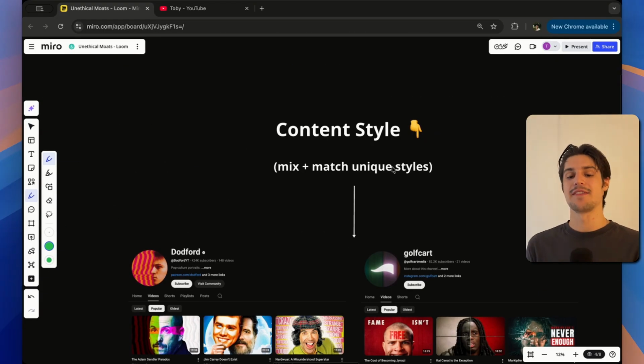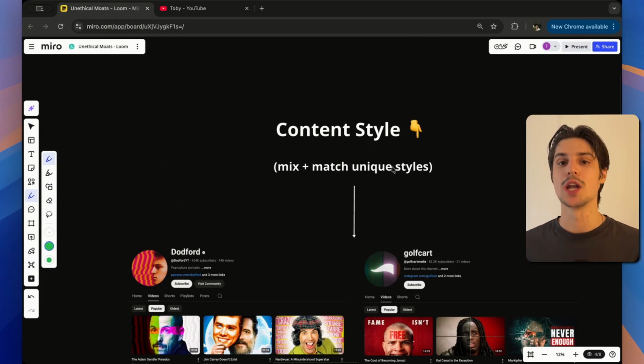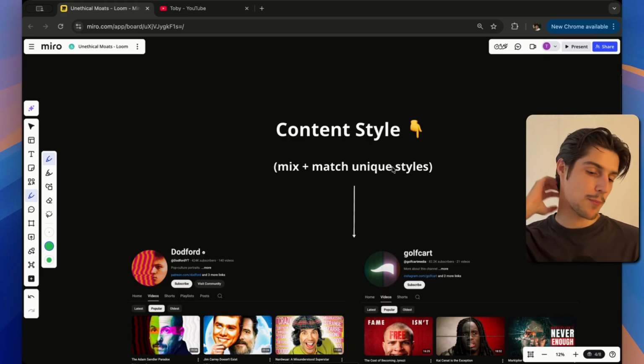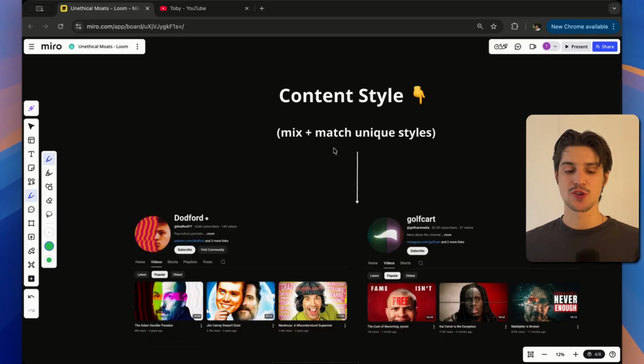Now, the next moat we have is specific content styles and how to come up with a unique content style. So we kind of talked about how Mr. Beast came up with the money style and Whistling Diesel came up with the destroying cars style. So how do you come up with an insane content style for your own channel?